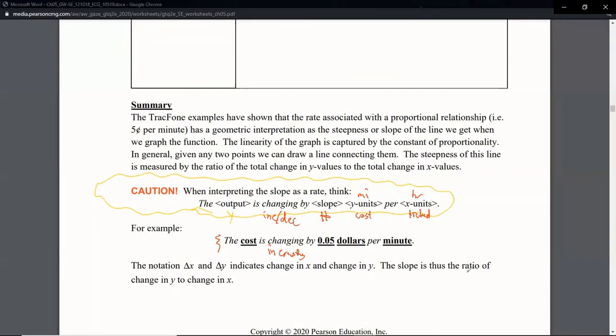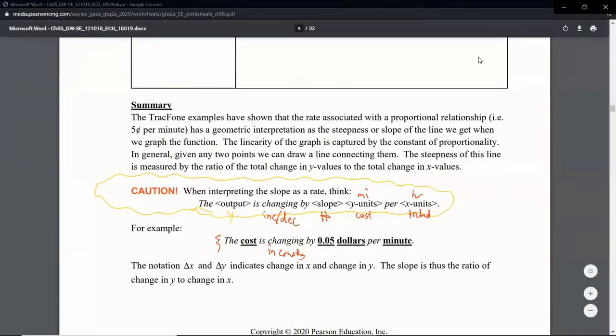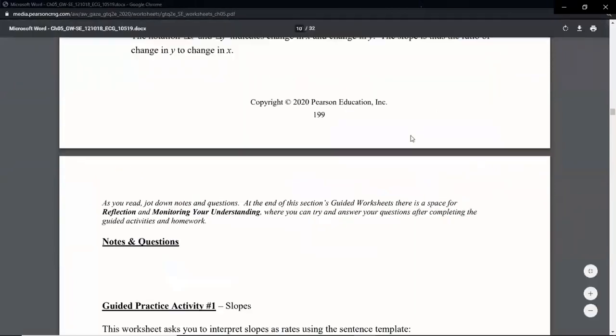Okay, so let's try it out. Oops, back on annotate, clear, off, scroll.